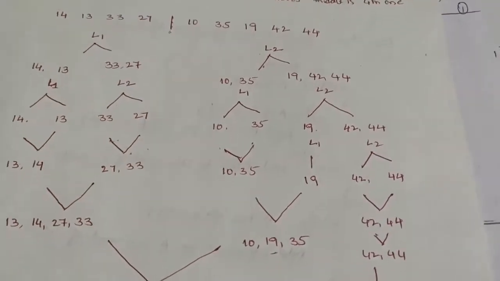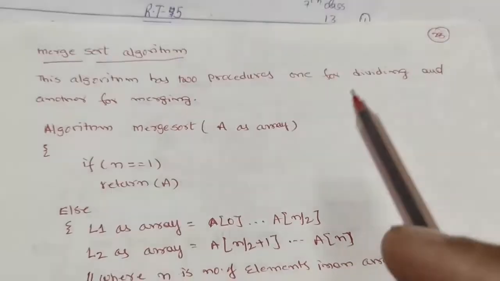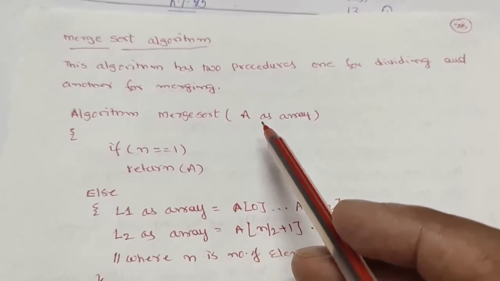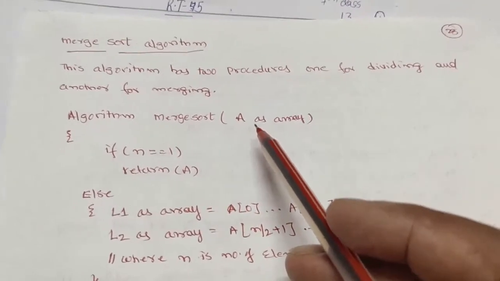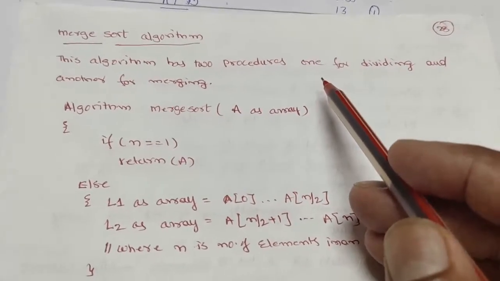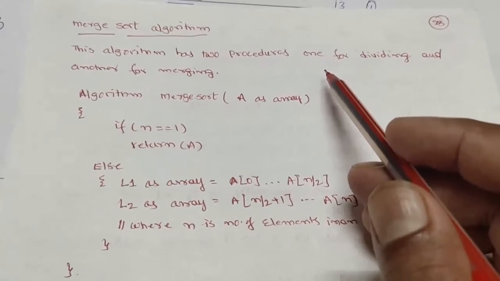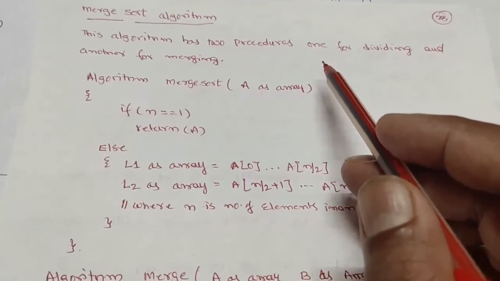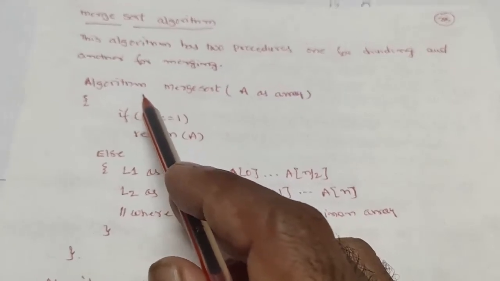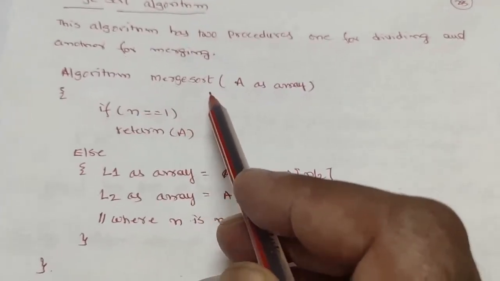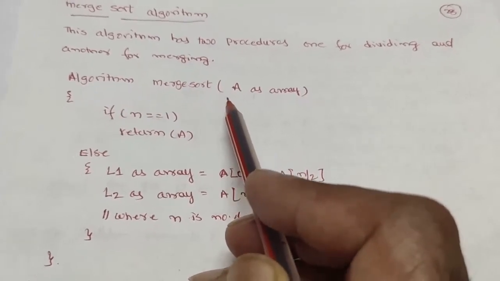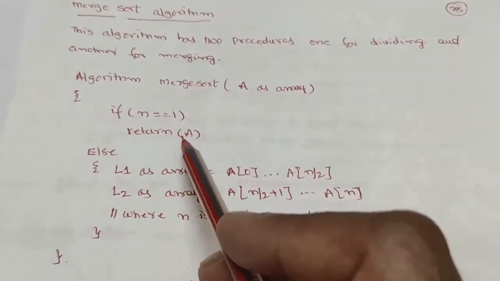This is the procedure. Now we are going to observe the merge sort algorithm. Again, the algorithm has 2 procedures or 2 parts. One is dividing the list into sublists, and the other is combining the elements into a main list. So here we consider the first part of the algorithm, merge sort. I am going to write the algorithm in easy English-like words. Merge sort: if n equal to 1, return A.